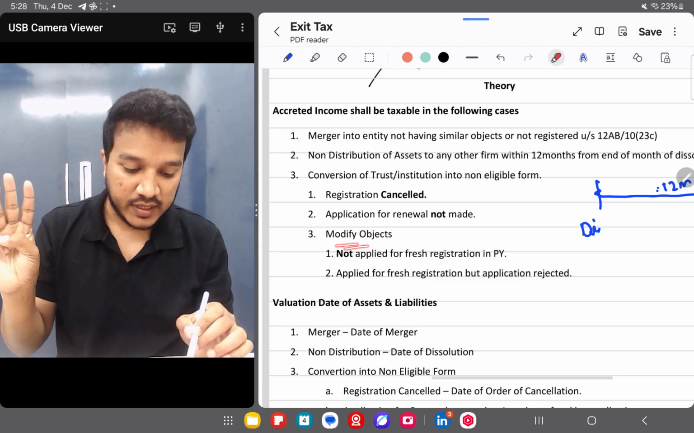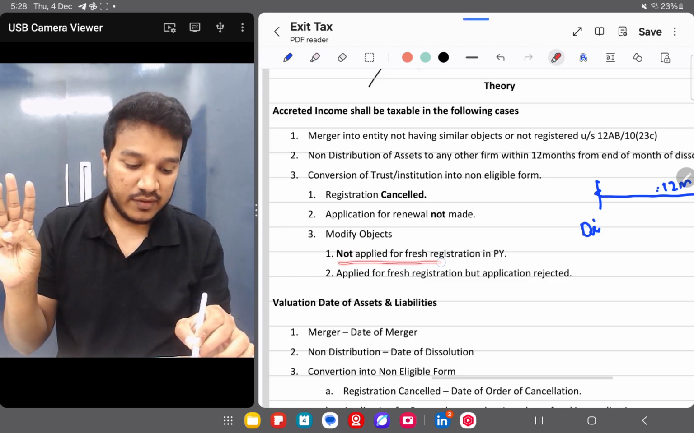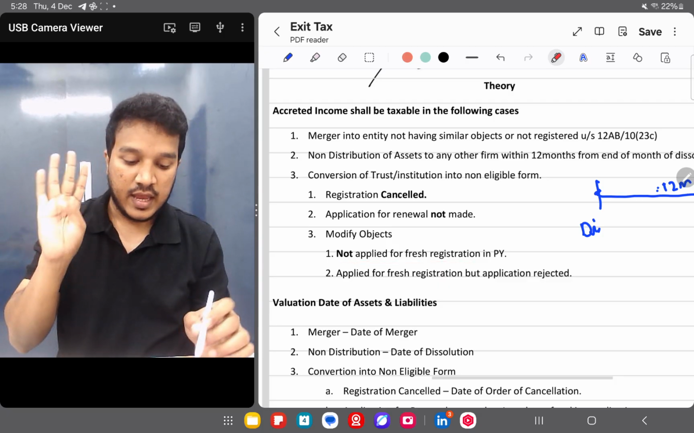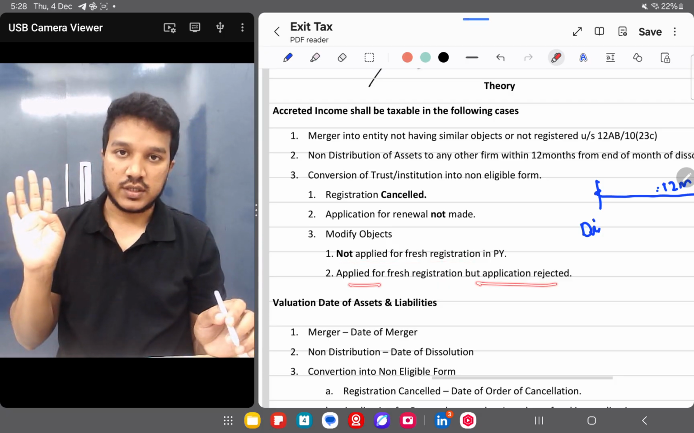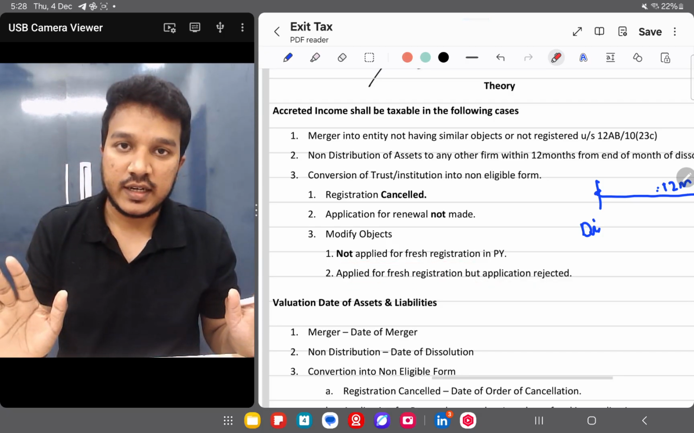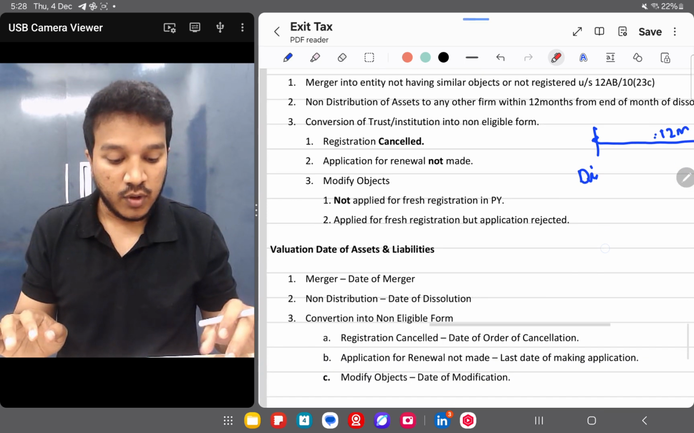Then these are modifications of objects, where they did not apply for fresh registration. Okay, and then they've applied but the application got rejected. In all these cases you have to calculate exit tax. Okay, now on what date?